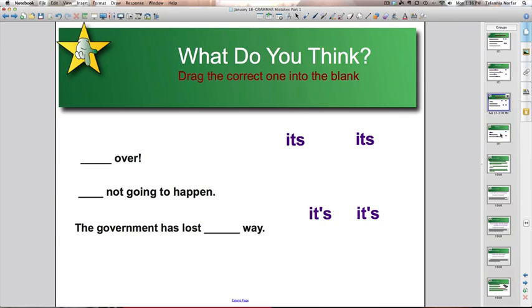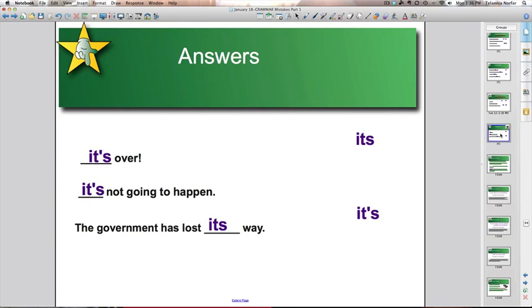Okay, let's look at these answers. It's over. Remember, it is over. So the apostrophe works. It is not going to happen. So it's not going to happen. The government has lost its way. The possessive. Great job on all of these answers.